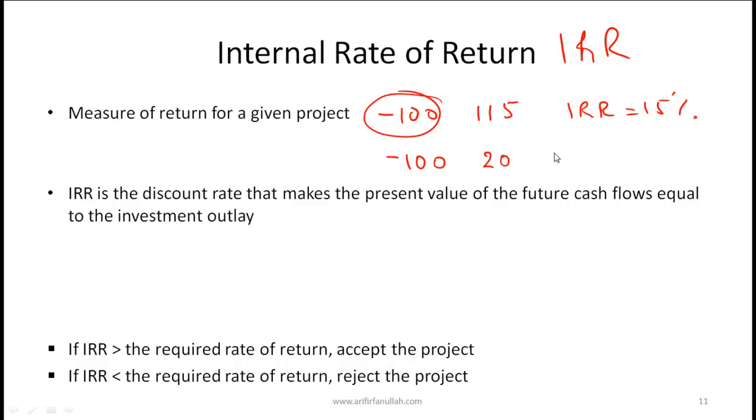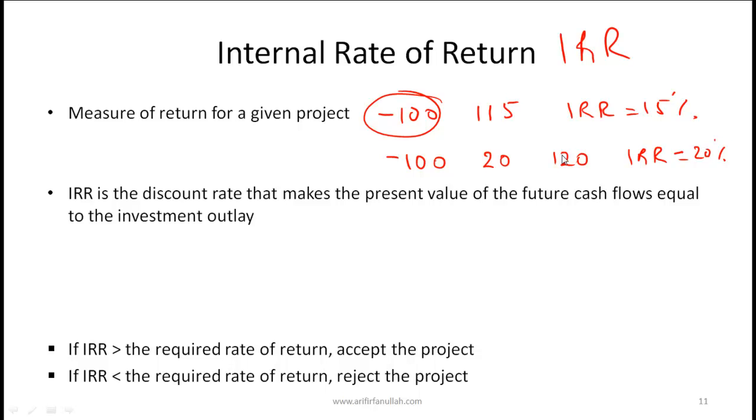What if you do another project where you invest 100 and you then get 20 in year 1 and 120 in year 2? Here again it's easy to see that the return on this project, which is the IRR, is equal to 20%. So IRR is essentially the return that you are getting on a project given the cash flows and given the timing of these cash flows.